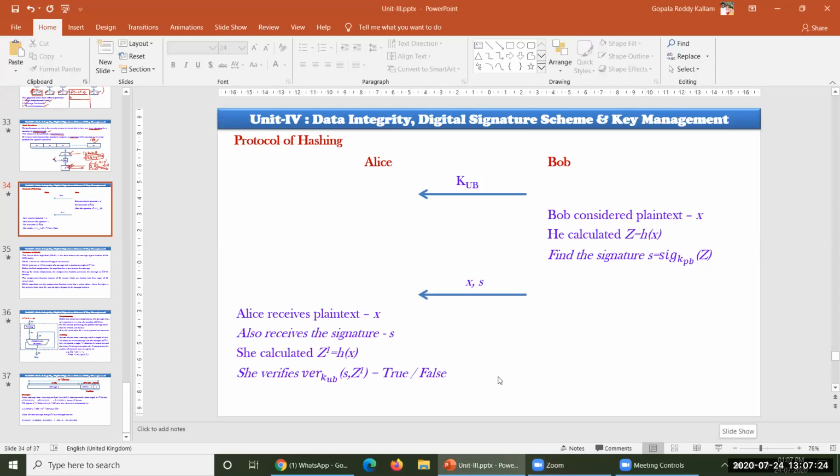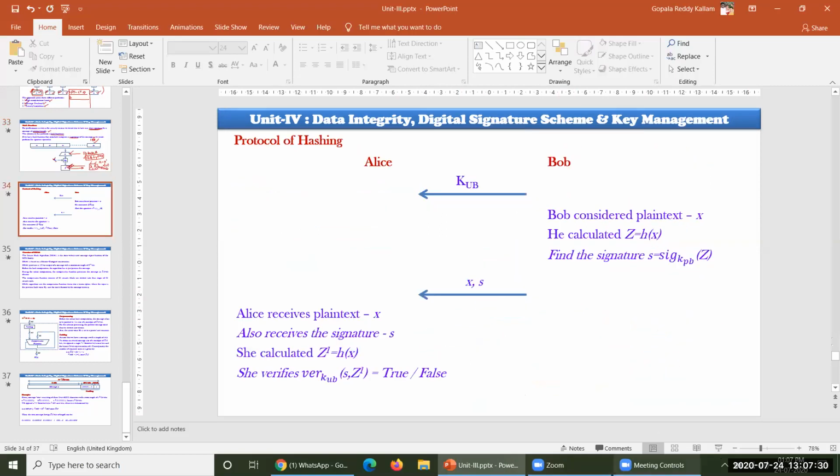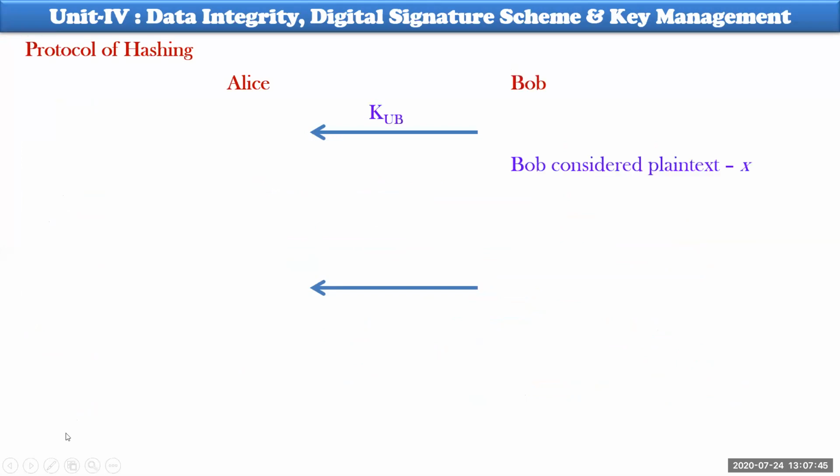So yesterday we completed how a hash function can be prepared and what different primitives you have to consider for preparing a hash function, what the protocol is, and how the protocol can be taken into consideration. Something like that we have discussed. So this is the protocol which was already discussed in the previous class.